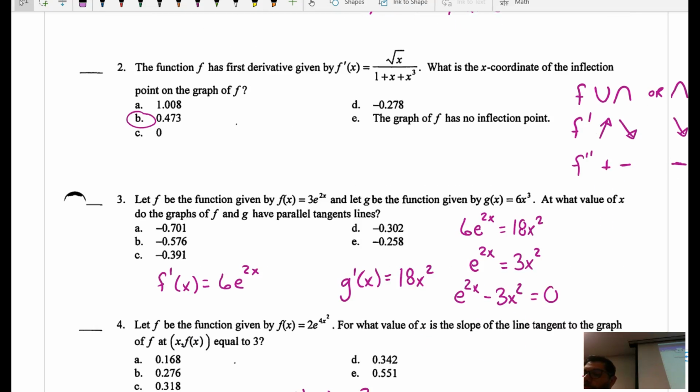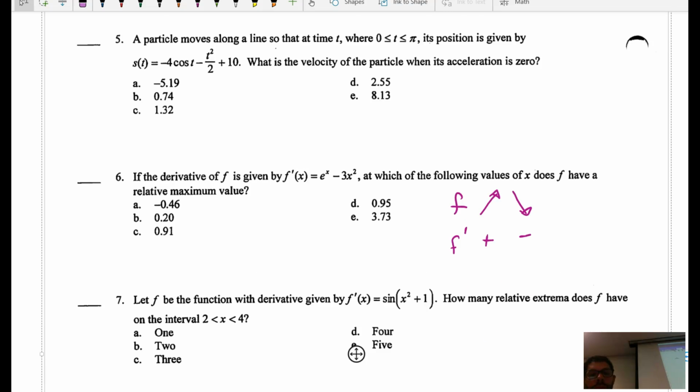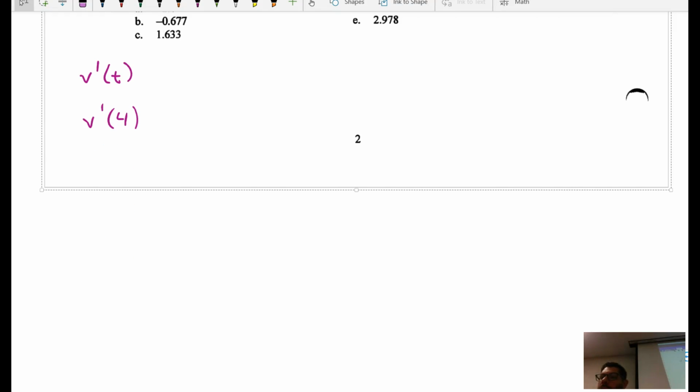I don't think I have this one. All right, I don't have this one on my paper, but it says the derivative of a function is given by f prime on what intervals from 0 to 9. On what intervals is f decreasing? This is going to be number 7.